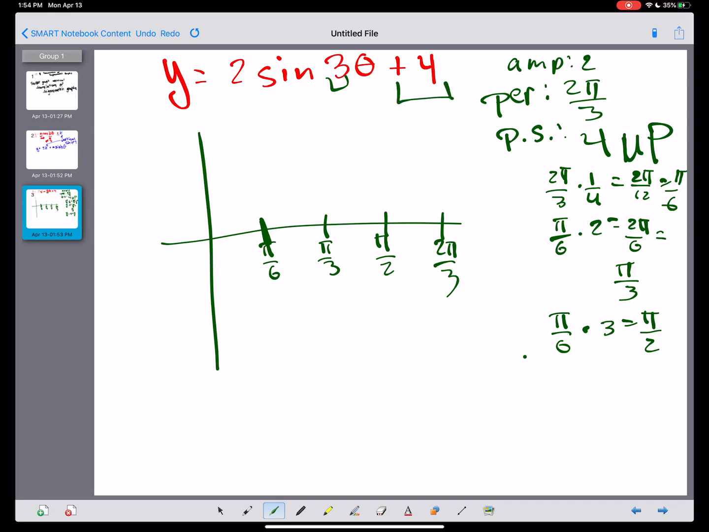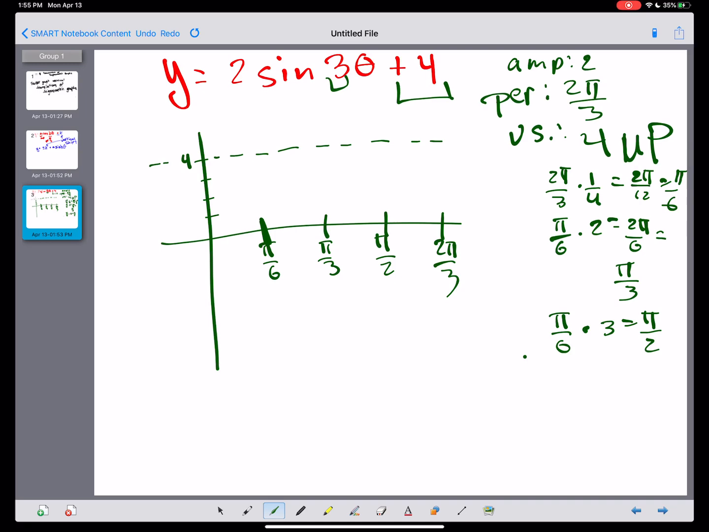Now we're going to worry about our vertical shift. Our vertical shift, sorry, I wrote PS here. It should actually be a VS for vertical shift, is 4. So I'm going to go 4 up. 1, 2, 3, 4. And at 4, what I'm going to do is draw this horizontal line. This dashed horizontal line throughout.